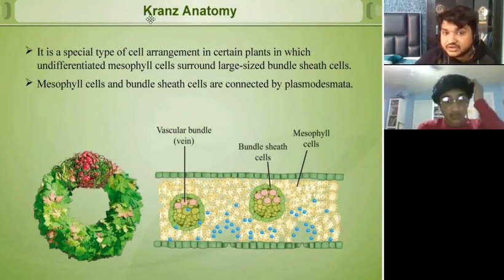So whenever any plant has the Kranz anatomy, it means it is very good for photosynthesis. It is a special type of cell arrangement in which certain plants have the mesophyll cell surrounded by the large size bundle sheath cell. Can you see that large size bundle sheath cell? When they are surrounded by it, it is very good for photosynthesis. So having Kranz anatomy, is it good or bad for the plant?